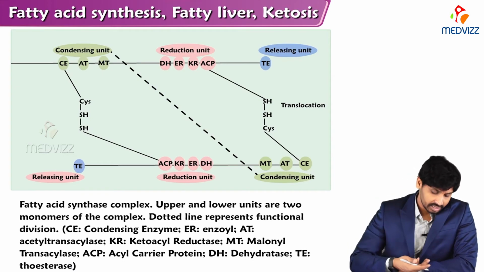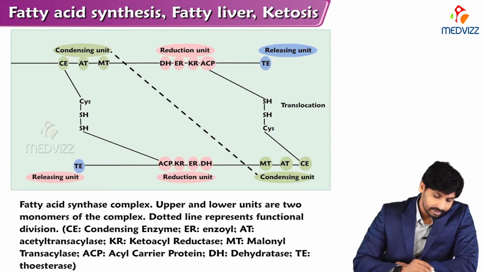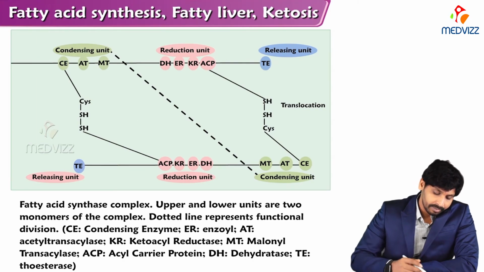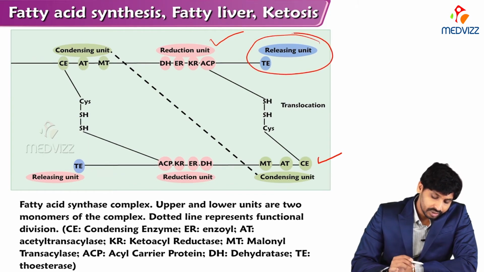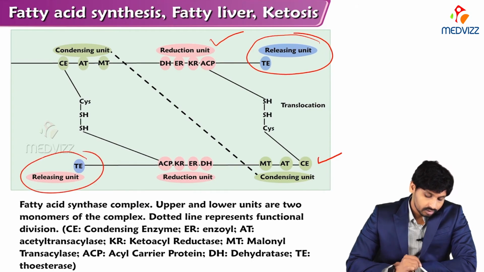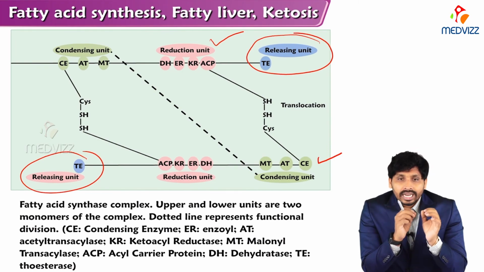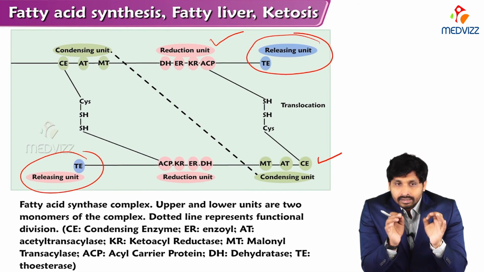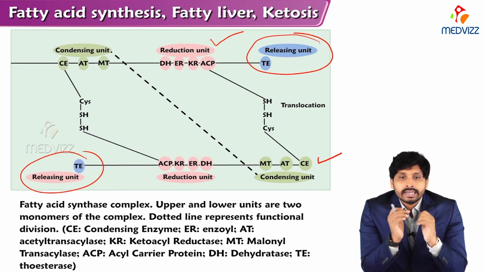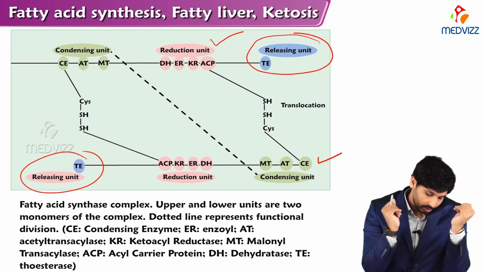If you go through the picture here, you see 2 subunits, with the reduction unit and the condensing unit. You can make out the linking between the condensing and reduction units. In green color is the condensing unit, and in pink color you can make out the reduction unit. A releasing unit is also there, on both ends. In the fatty acid synthase complex, the upper and lower units are the 2 monomers of the complex. The dotted line represents functional divisions: condensing enzyme, the enzyme reduction complex, acetyl transacylase, ketoacyl reductase, malonyl transacylase, acyl carrier protein, and dehydratase along with the thioesterase.